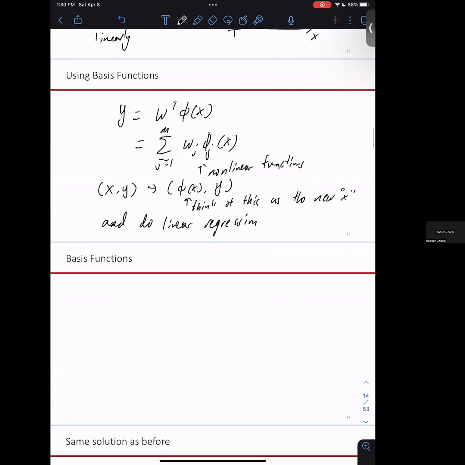Again, the basis function need not be linear. Sometimes the basis function is clear. Sometimes the basis function, you have to guess roughly. But the idea is that many different types of basis can be used.